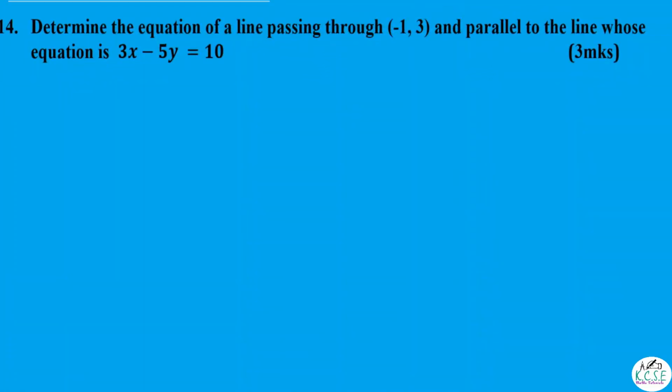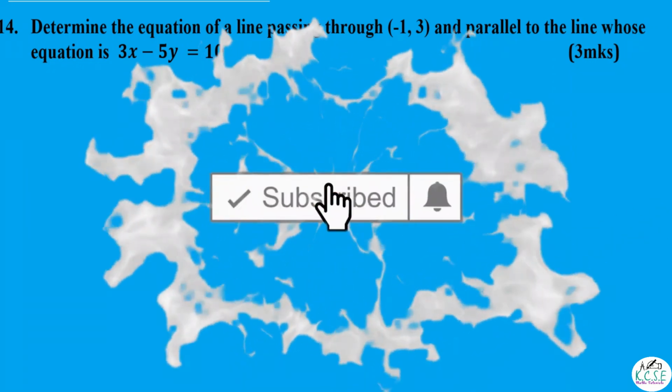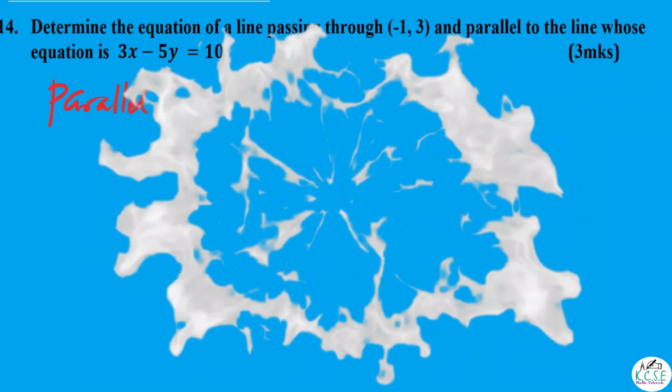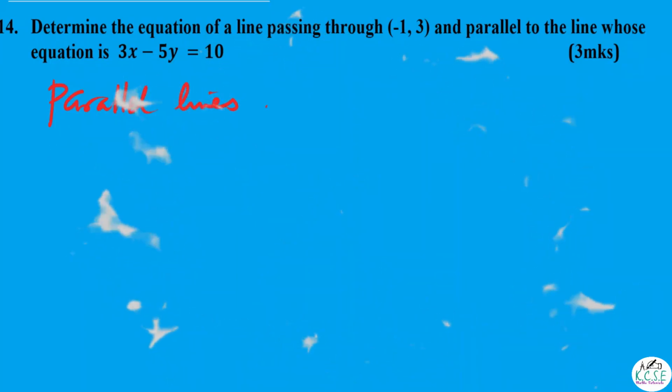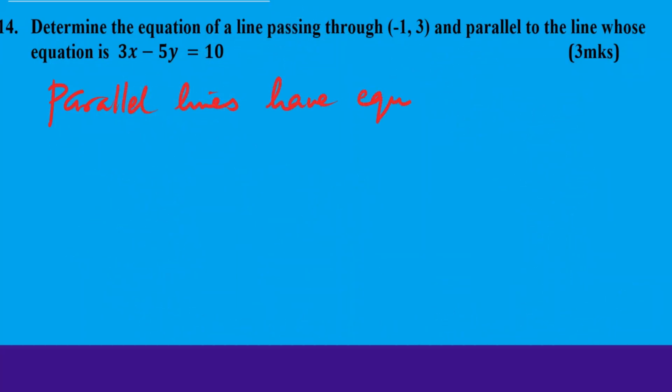Determine the equation of a line passing through point -1,3 and parallel to the line whose equation is 3x minus 5y is equal to 10. So one important thing to note before we begin the question is that parallel lines have equal gradients.